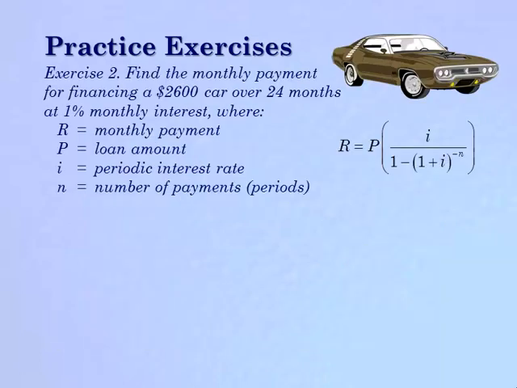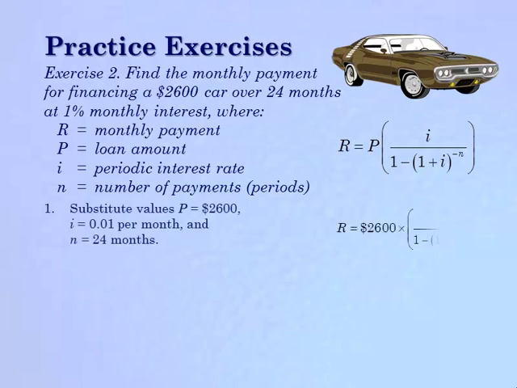Now, exercise 2 gives us a problem of finding the monthly payment for financing a $2,600 car over 24 months using this formula here. So R is equal to P times I over 1 minus (1 plus I) to the negative n power. Well, we can start off by substituting the values in to find the monthly payment. So substitute in 2,600 times 0.01 for the interest. 1% is the same as 0.01. And also in the denominator, 1 plus 0.01 to the negative 24, since we want 24 months.